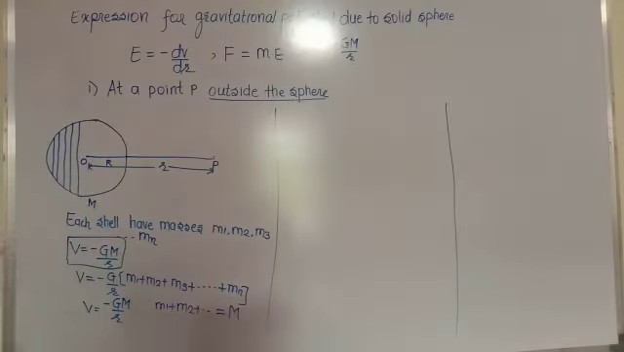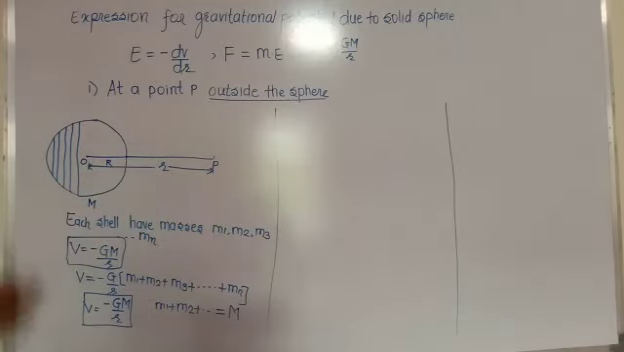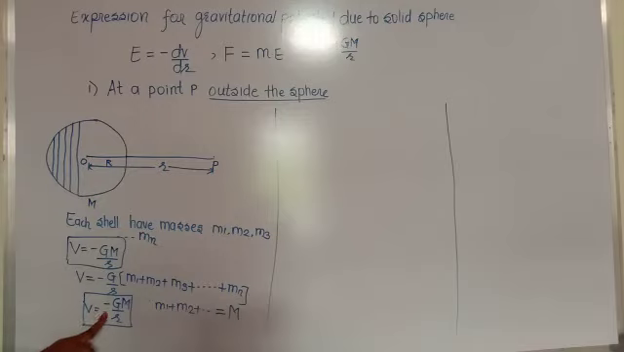So this is the expression for the gravitational potential at a point P outside the sphere at a distance small r from the center. It shows that for a point outside the shell, it behaves as if the whole mass of the solid sphere is concentrated at the center O. V is equal to minus GM by r.